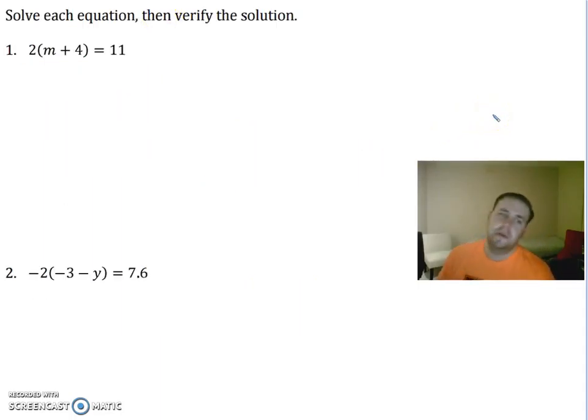So now what we're going to do is we're going to solve each equation and then check to make sure we're right. That's what we mean by verify the solutions. We have to check our work.